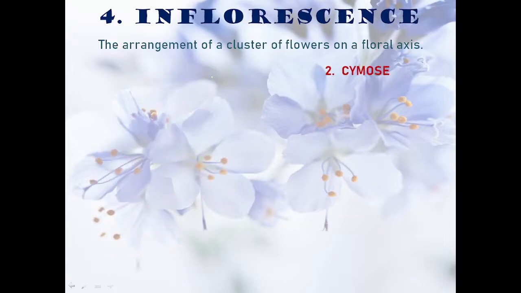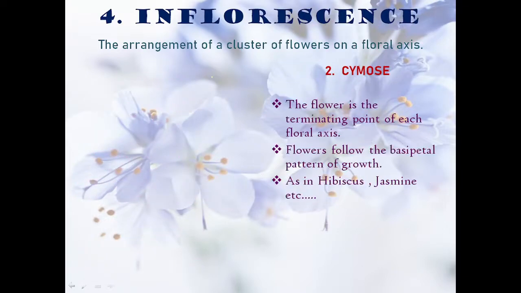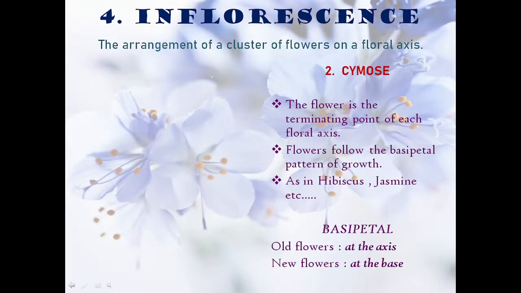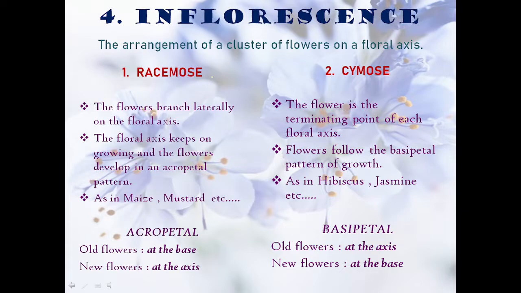We have the cymose, the second one. In cymose you can see the flower has a terminating point, and it follows the basipetal manner, as in hibiscus, jasmine, etc. Now what does basipetal mean? Old flowers at the apex, new flowers at the base. The flowers which have bloomed earlier are at the top, and new flowers will be growing from the bottom, from the base area. This doesn't mean that flowers will grow all the time at the base, but it is lower than the old flowers. So this is the full thing I have given you in a single slide.